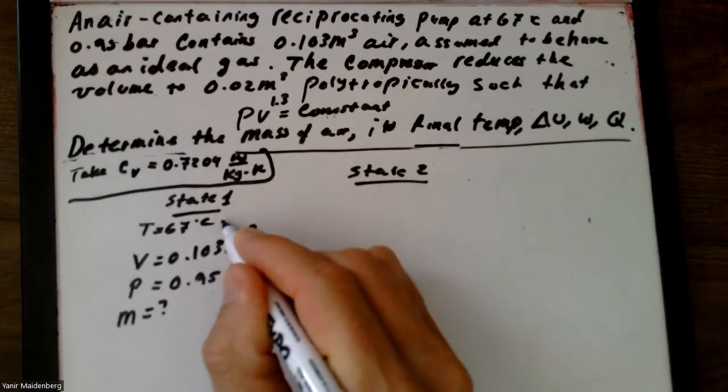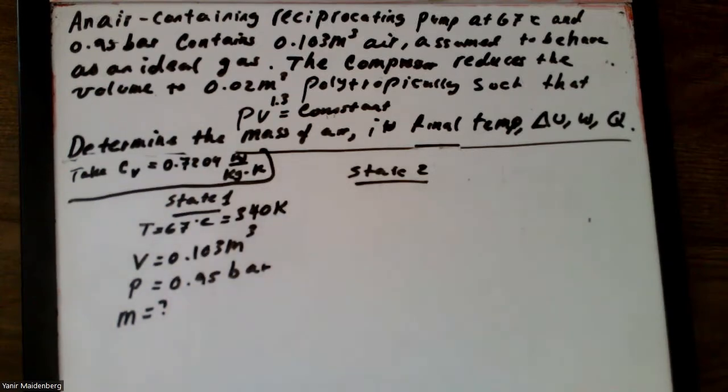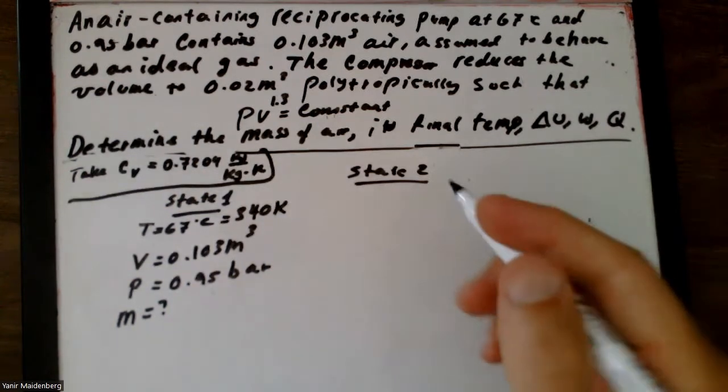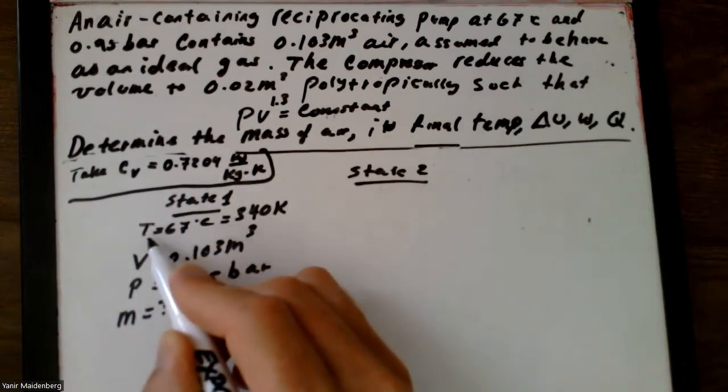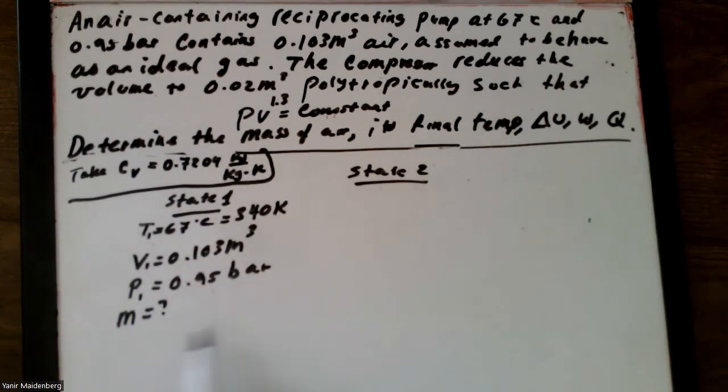This 67, by the way, we don't want Celsius because it's not an absolute scale, so we're going to convert to Kelvin. For state 2, let me just subscript everything 1, 1, 1. M is the same because it's a closed system.